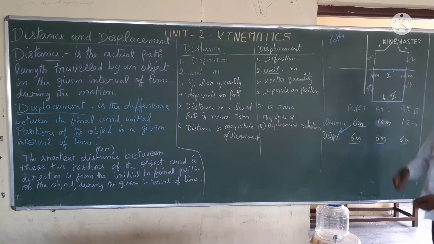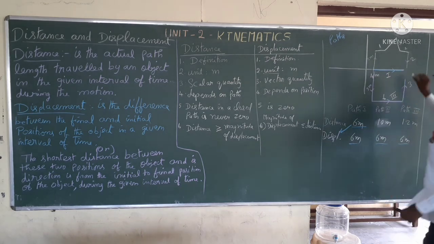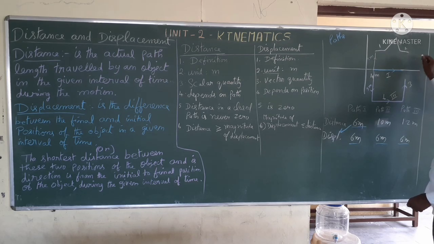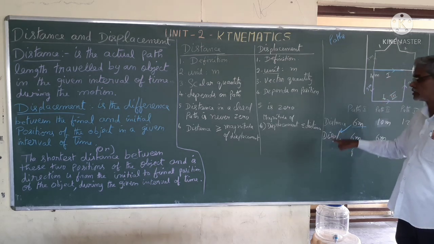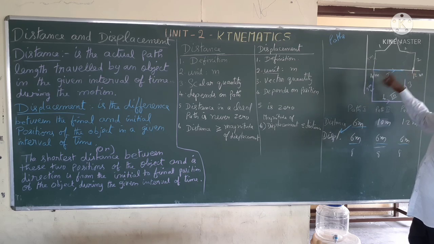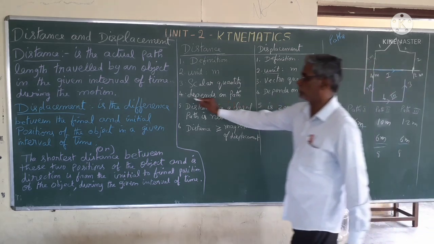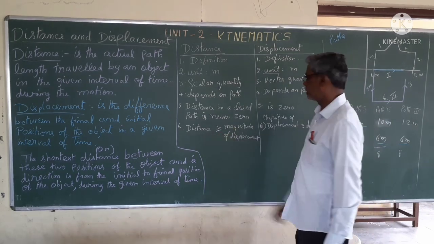So the difference is 6. Suppose the final position is here. Now you see the displacement, 12 minus 4, 8. Here also it will be 8, here also it will be 8. So only if the position changes, displacement will change. So displacement depends on position, not on the path. This is the fourth point. Next we will go to the sixth point.